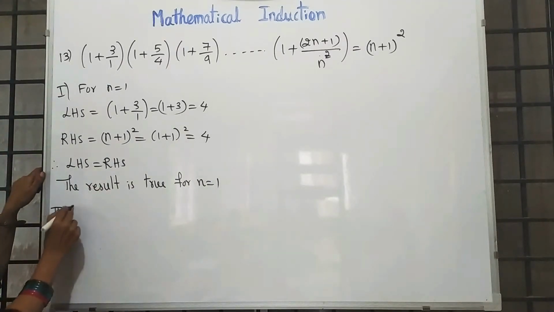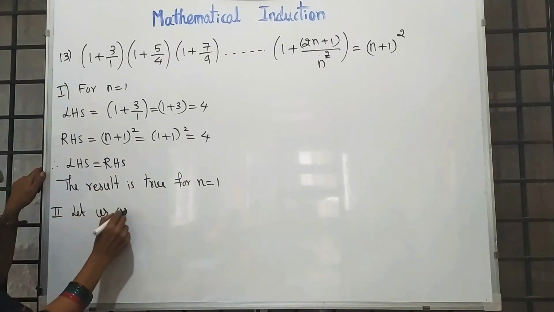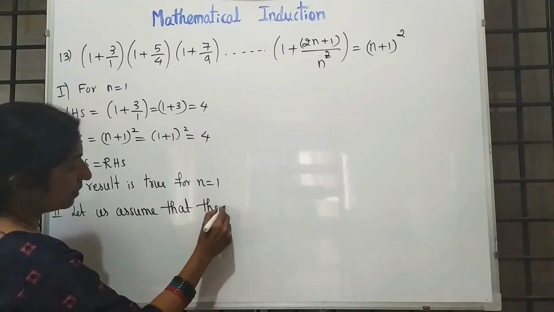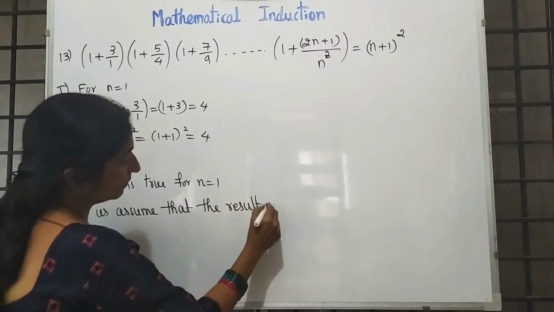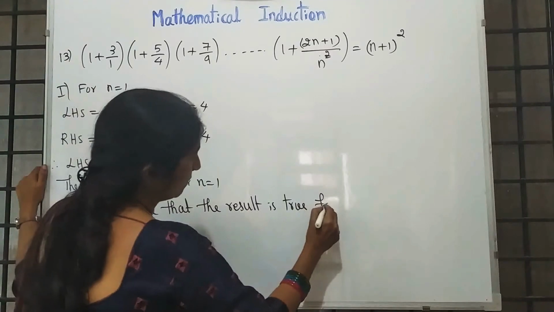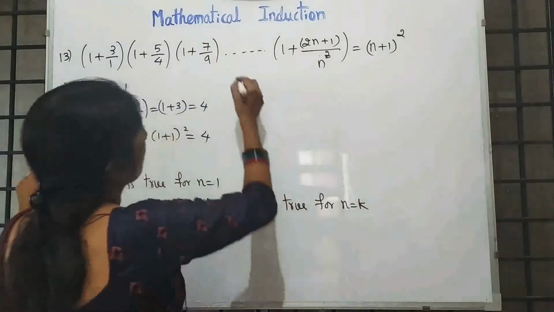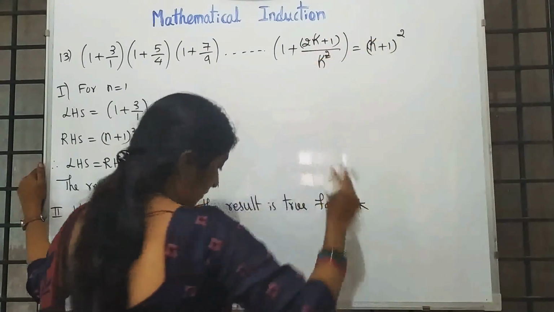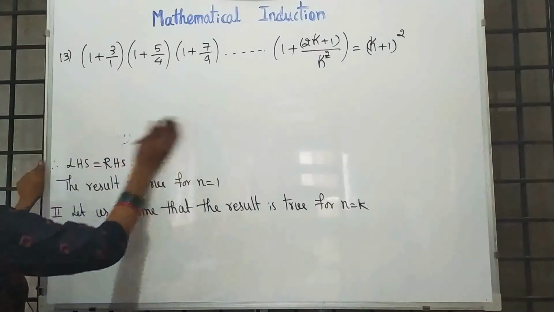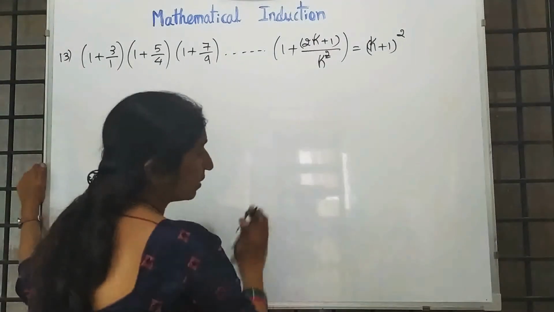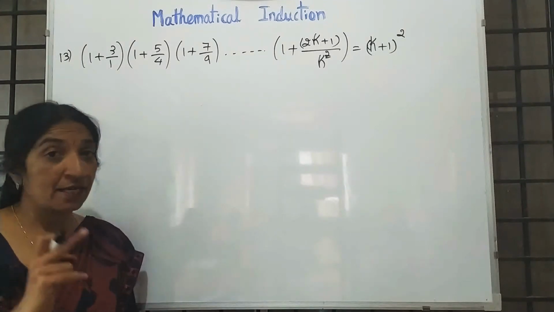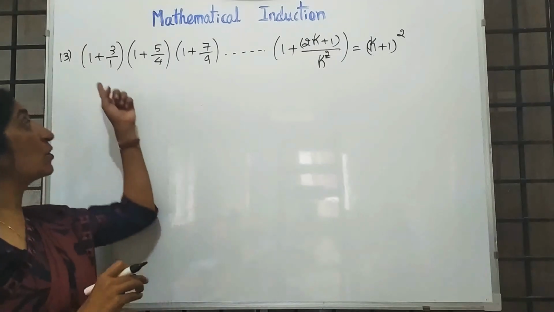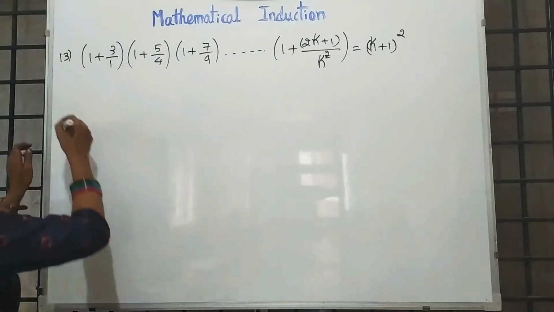What is the second step? Let us assume that the result is true for n is equal to k. Wherever n is there, we are replacing it by k. This is the second step. In the third step, usually what we are doing in all the examples, we wrote by adding the k plus 1th term. But here we are not adding, we have to multiply because in between the terms we have a multiplication.